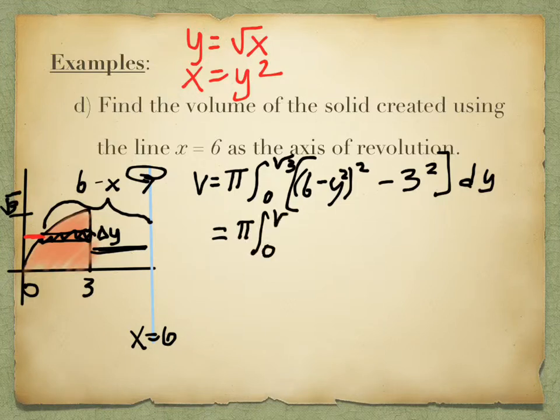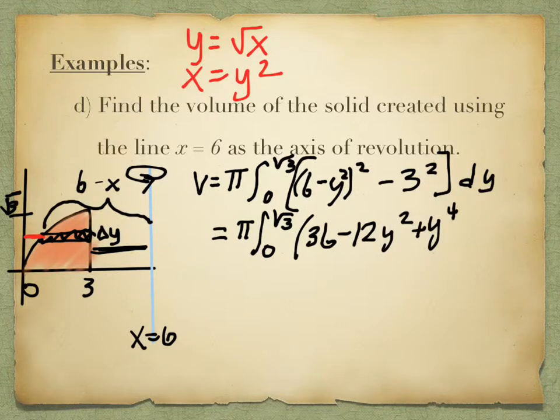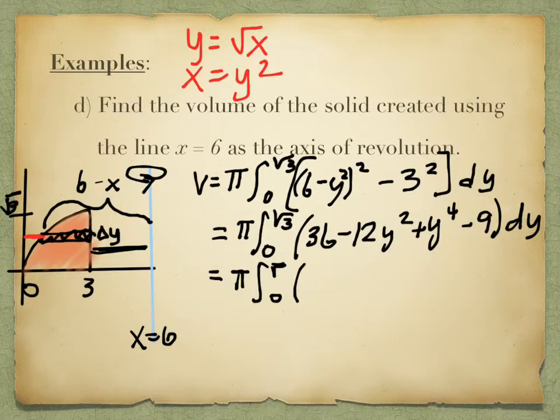So this is 0 to square root 3. I have 36 minus 12y squared plus y to the 4th when I FOIL that out, and then minus 9. One more step to simplify before I actually do any calculus. You guys recognize you haven't done any calculus yet, right? I suppose you could say the setting up of it was a little bit of calculus because you've got this calculus notation. But we have 36 minus 9 here, which is what? 27. And then I have negative 12y squared and y to the 4th.